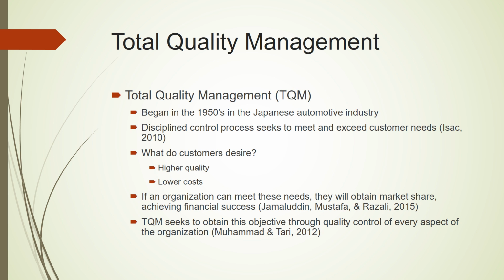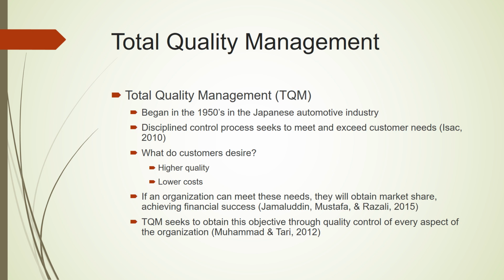We're going to look at total quality management. This is an interesting control method that began in the 1950s, primarily in the Japanese automotive industry. And really, it's a disciplined control process that, instead of looking solely at the bottom line, really seeks to meet and exceed the customer needs. And it asks the question, what do customers desire? And total quality management says, well, they desire higher quality at lower costs.